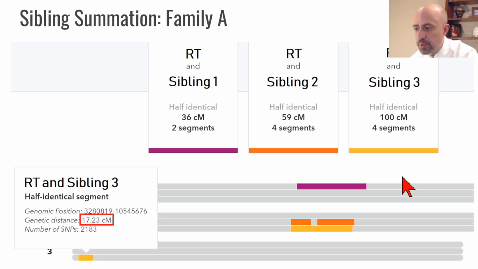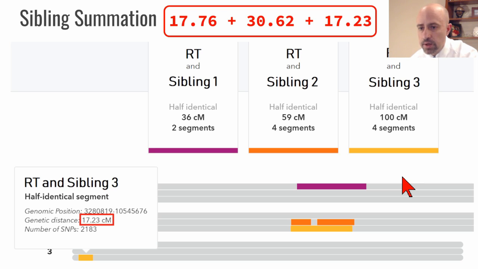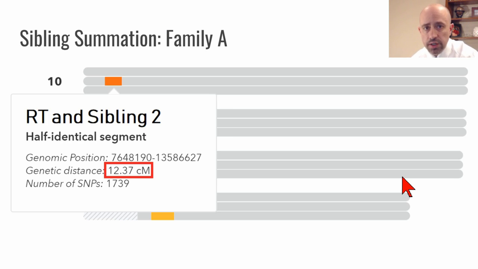So on chromosome 3, RT shares 17.23 centimorgans with sibling 3, and that's the only segment on this chromosome, so that's straightforward, and we can include that number with the others and keep going. RT does not share DNA with these siblings on all of the chromosomes, so we can skip on down to chromosome 10 now, where RT shares 12.37 centimorgans with sibling 2, and that one's straightforward.